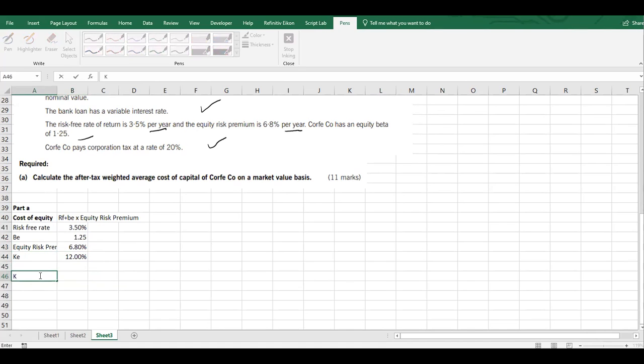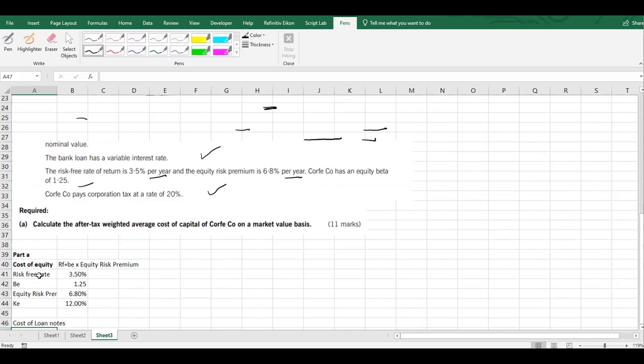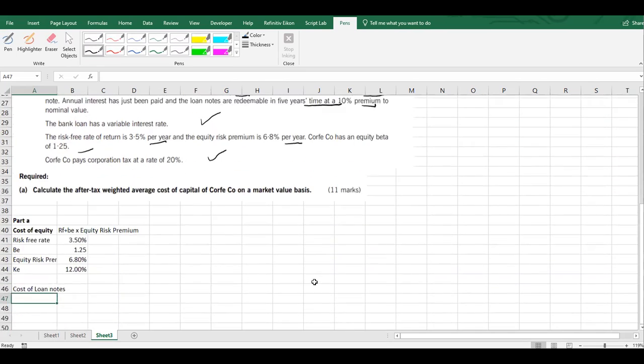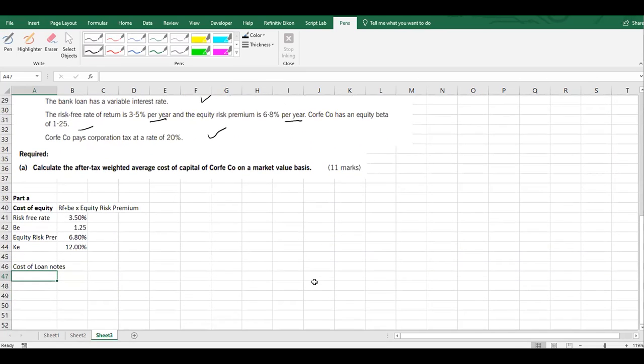How to calculate cost of debt? Cost of loan notes. If we look carefully, loan notes is a redeemable loan. 8% loan notes have a nominal value of $100 and market price of 103.5. Annual interest has just been paid and loan notes are redeemable in 5 years' time. So how will we do it? Make a 5-year proforma: 0, 1, 2, 3, 4, 5.